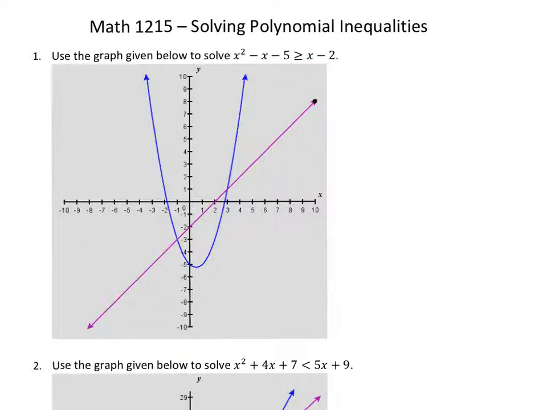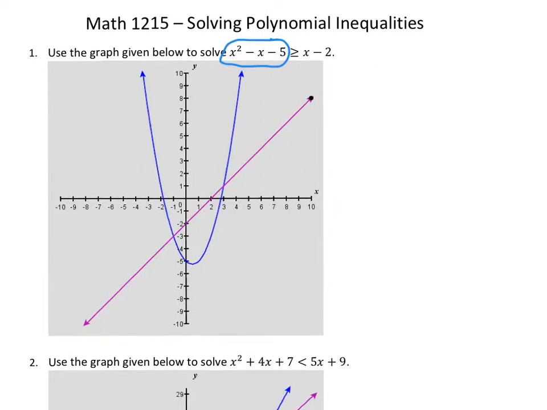Now, if we look at the expression on the left side of the inequality, since that has an x squared in it, we know that would be a parabola when graphed. So that's going to be the parabola. And if we look at the other side, x minus 2, that would just be a straight line. So that's going to be the line graph.